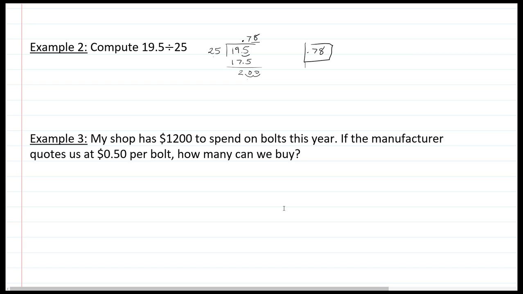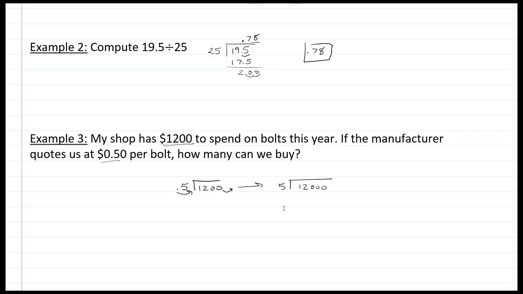So now let's apply this to a real-world problem. Say my shop has $1,200 to spend on bolts this year. If the manufacturer quotes us at 50 cents per bolt, how many bolts can we buy? So we divide the amount of money by the cost per bolt. So 1,200 goes on the inside and 0.5 goes on the outside. So now we can look at this instead of as a problem with decimals as a problem with whole numbers. With shifting over the decimal point by 1, it becomes 5 dividing into 12,000.